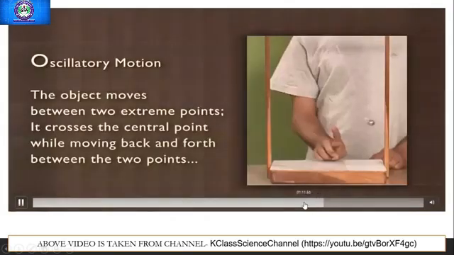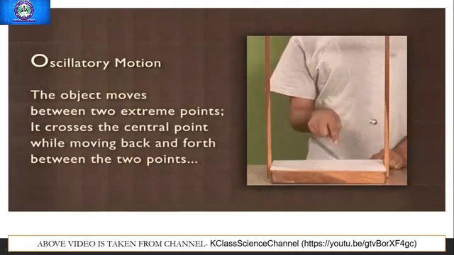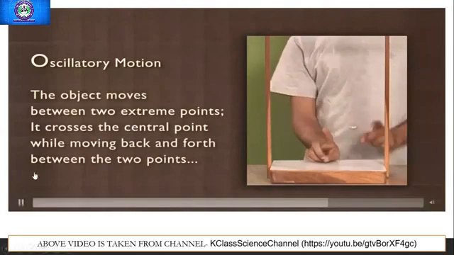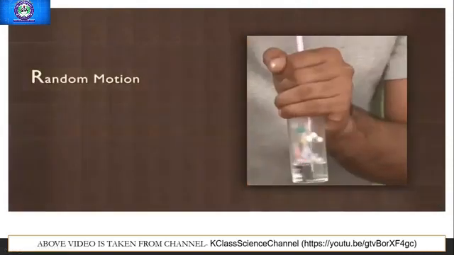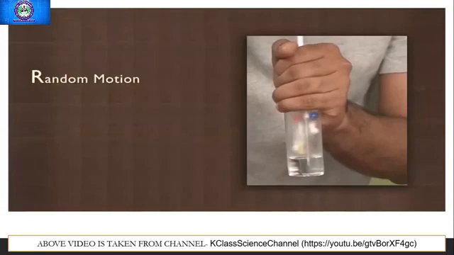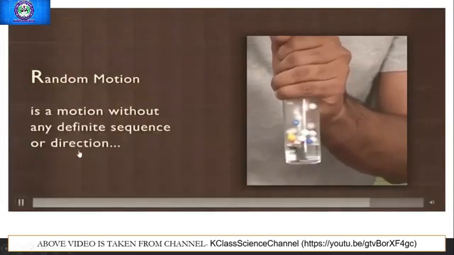In this type of movement, it is called oscillatory motion. The object moves between two extreme points. It crosses this central point here while moving back and forth between the two points. The movement of the thermocol balls is random motion. Random motion is a motion without any definite sequence or direction.